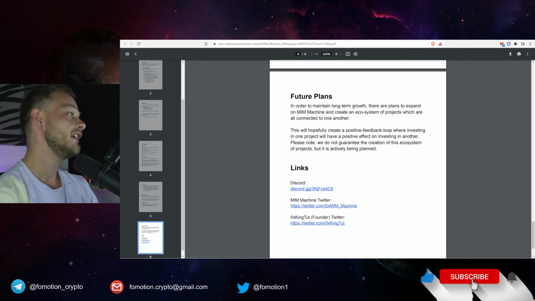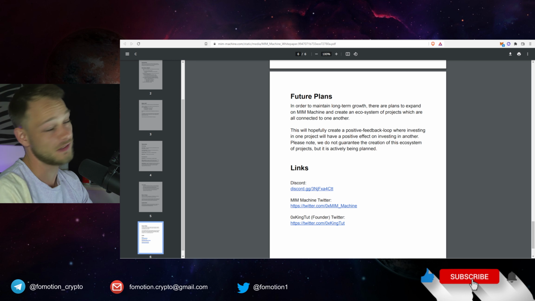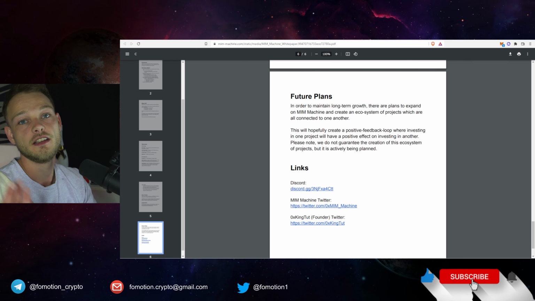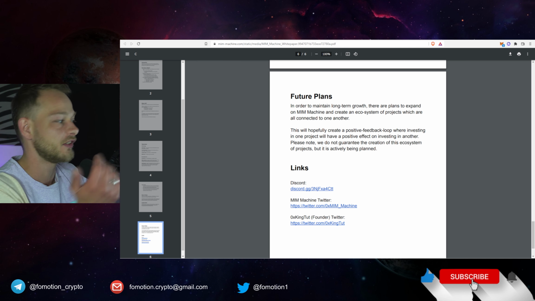Then the future plans. In order to maintain long-term growth, there are plans to extend on MIM Machine and create an ecosystem of projects which are all connected to one another. And this will hopefully create a positive feedback loop where investing in one project will have a positive effect on investing in another. And that's usually how these ecosystems work. They power each other. They are each other's engines.